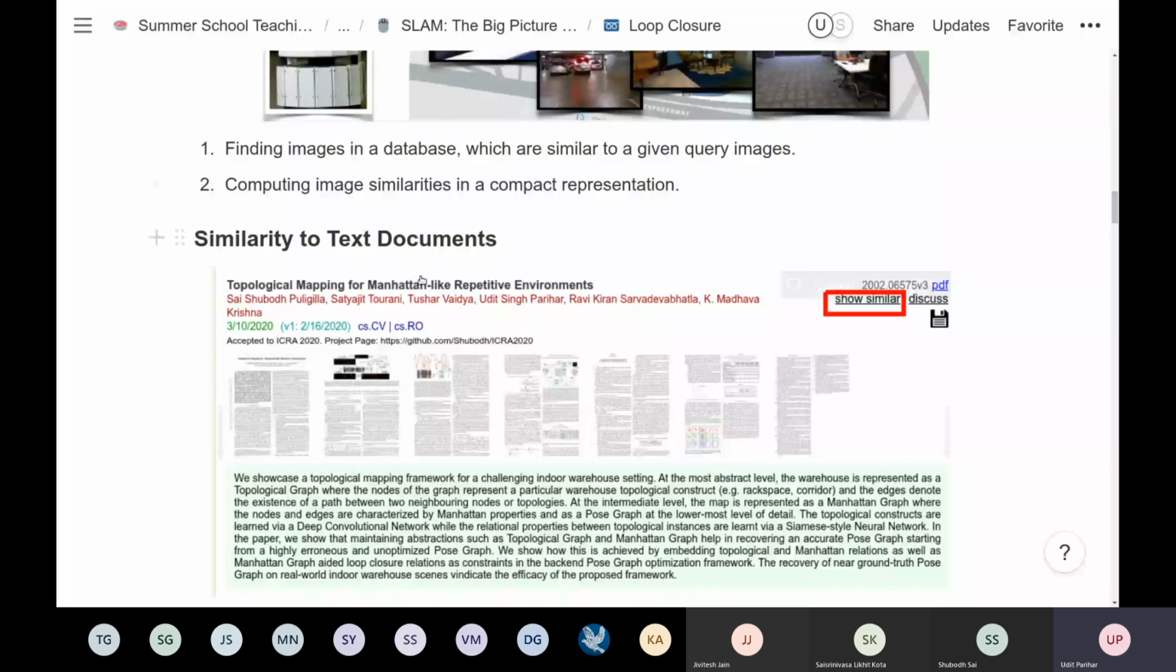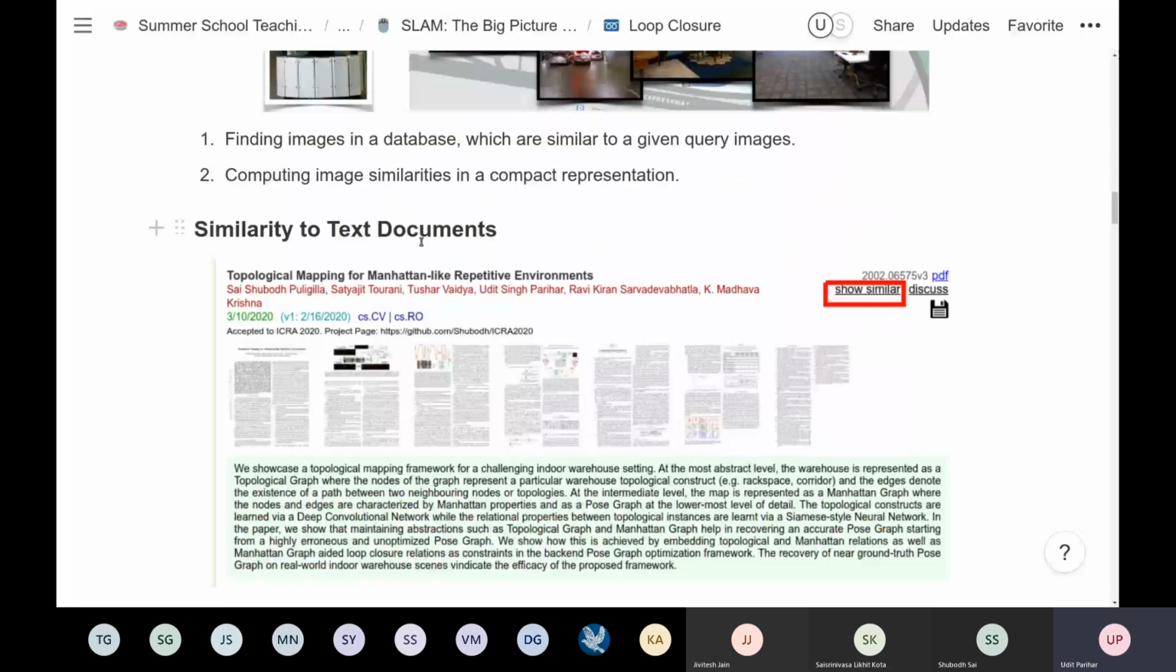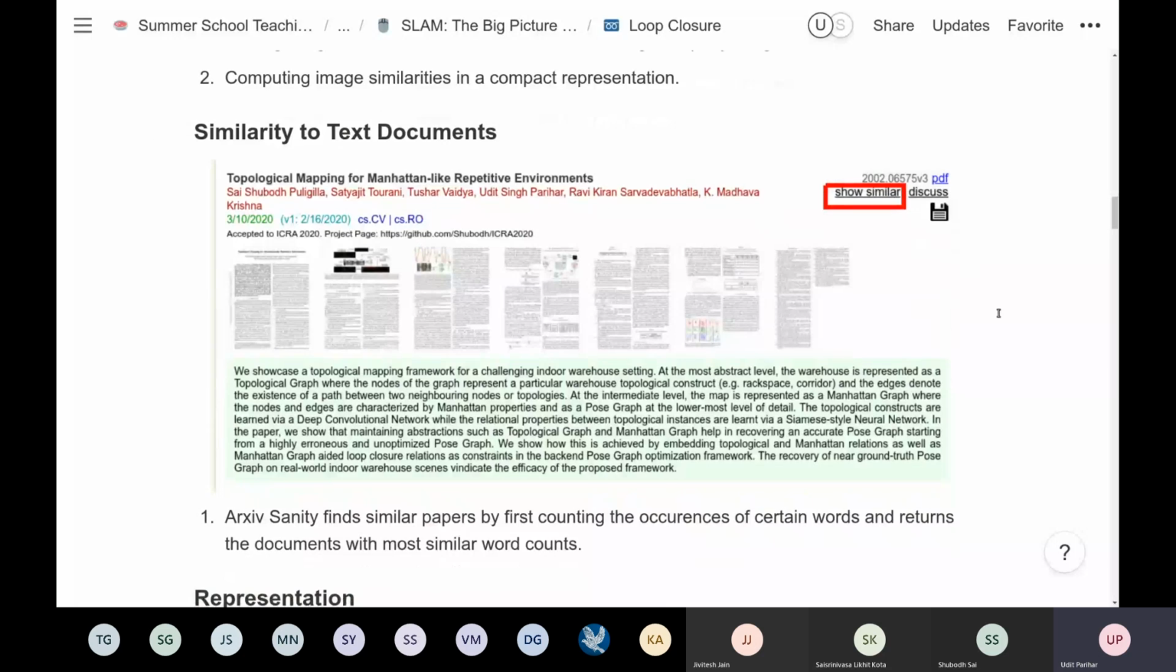Most of the solutions of this bag of visual words approach are taken from the natural language processing community. If you have visited arXiv Sanity by Andrej Karpathy, and you type the name of a paper, there is a feature called show similar papers. If you click show similar, it will list the most similar papers to a query paper, based on the unique words which appear in your paper and the database papers.